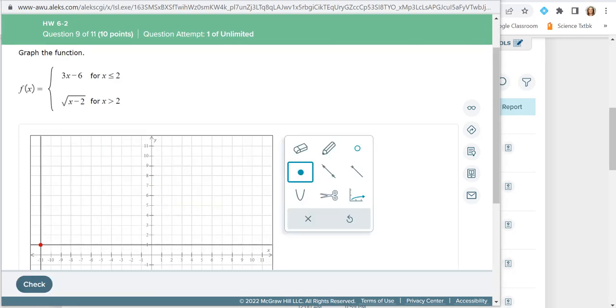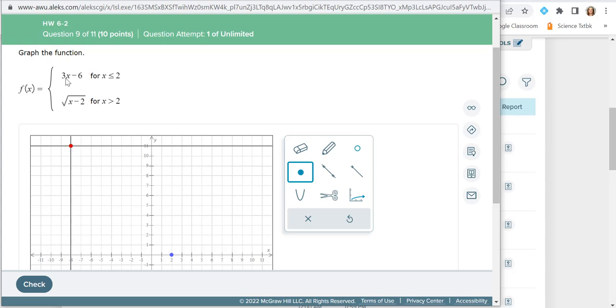Okay, now I want to look at question number 9. It too is a piecewise defined function. The first piece is y equals 3x minus 6 for x less than or equal to 2. If x is 2, since it's equal to, 3 times 2 is 6, minus 6 is 0. So I have the point (2, 0). I'm going to go click on my solid dot and put a point here at (2, 0).